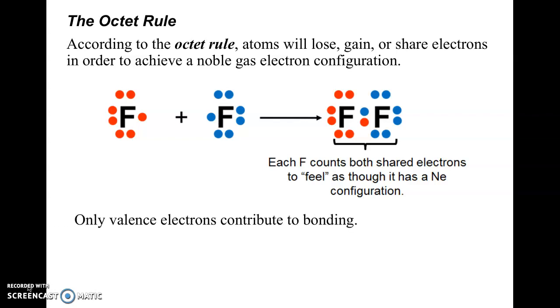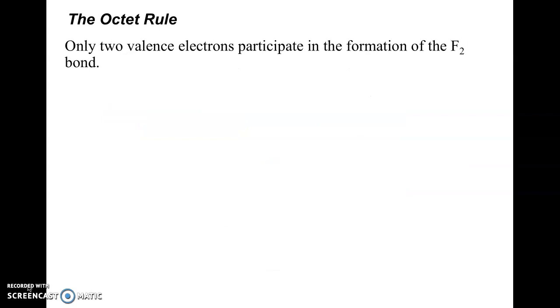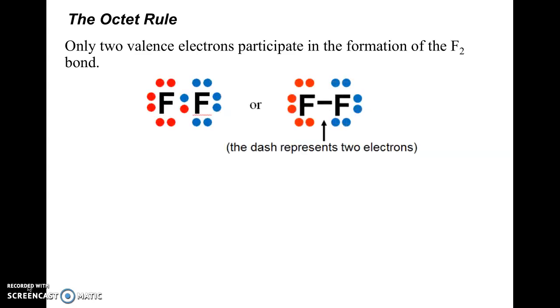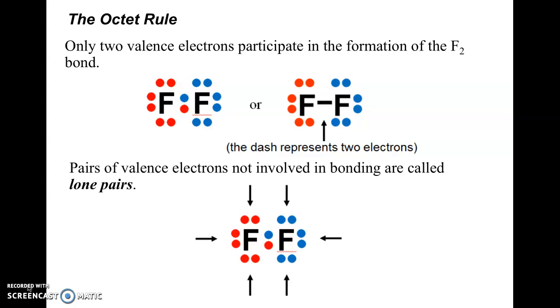Note that only valence electrons contribute to bonding, and so in this case I said fluorine has 7 valence electrons. It's 2s2 and 2p5. Since only 2 of those valence electrons participate in the formation of the F2 bond, we can show it as different colored dots, or quite often when it's a bond we show it as a dash between the 2 nuclei, and the valence electrons that are not involved in bonding but they're still sitting there are called lone pairs.